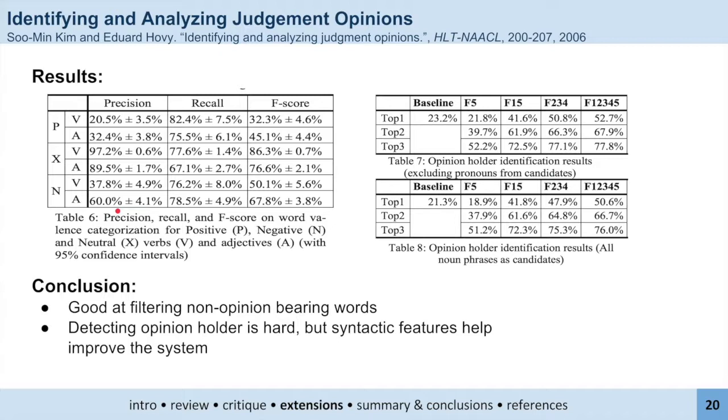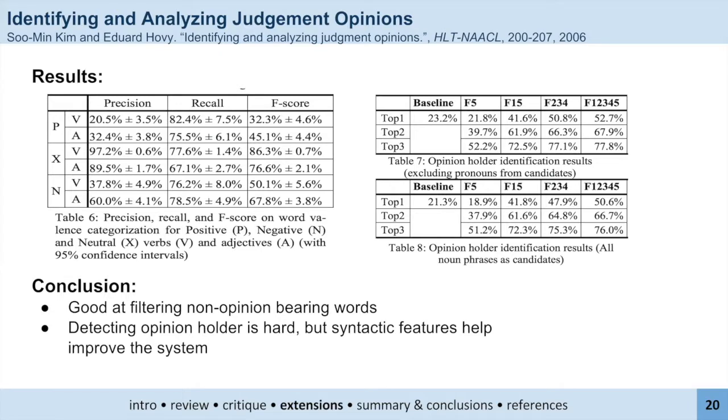Tables 7 and 8 show system accuracies with and without considering pronouns as candidates. The baseline system chooses the closest candidate to the expression as a holder and achieves an accuracy of 21.3% and 23.2% for including and excluding pronouns as candidate holders. As a result, we can see that adopting syntactic features does help improve the system.